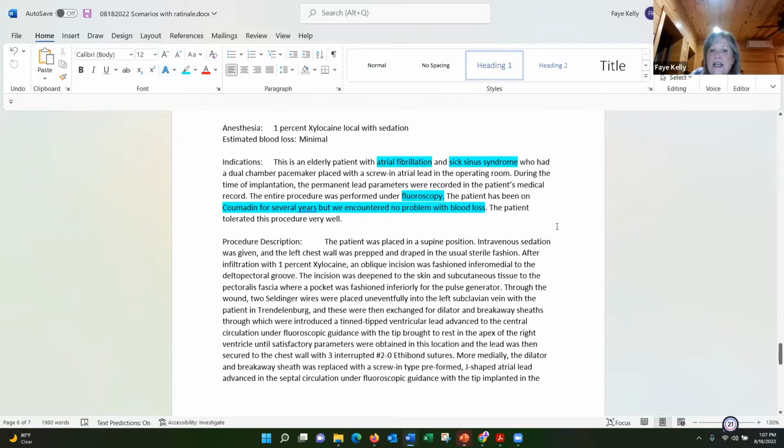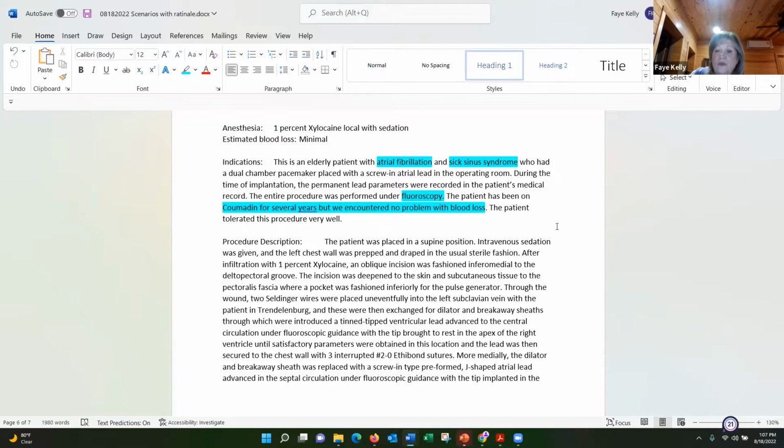During the time of implementation, the permanent lead parameters were recorded in the patient's record. The entire procedure was performed under fluoroscopy. The patient has been on Coumadin for several years, but we encountered no problem with blood loss. The patient tolerated this procedure very well. I highlighted Coumadin because that's a blood thinner.